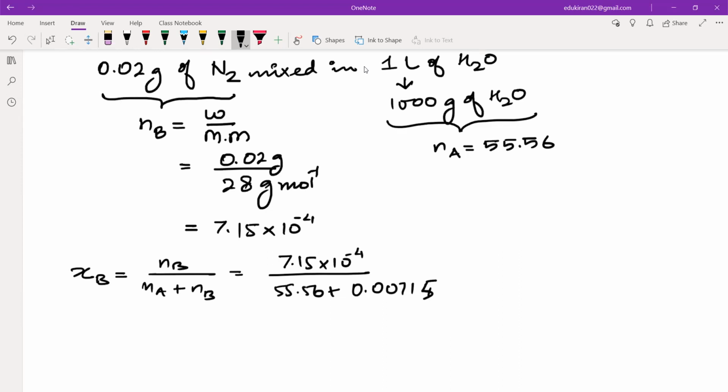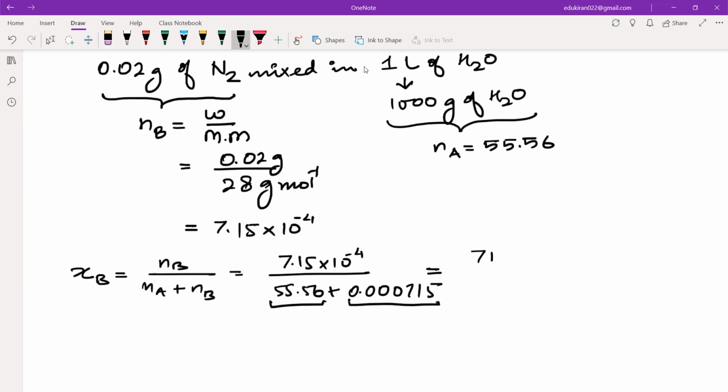0.00715, ठीक है? अब बताइए, 55.56 में इस नंबर को ऐड करने से कुछ चेंज होगा? Will there be any significant change? Yes or no, sir? Please tell me. No, right?